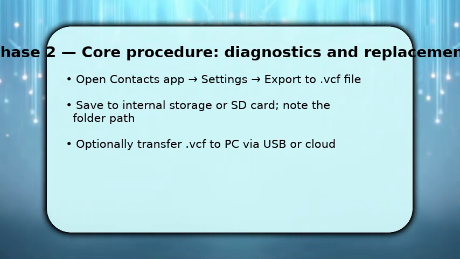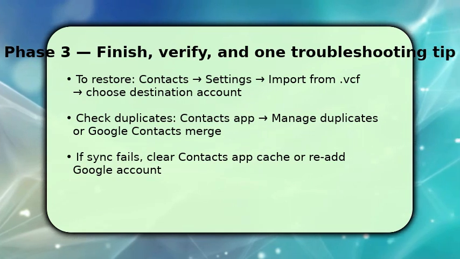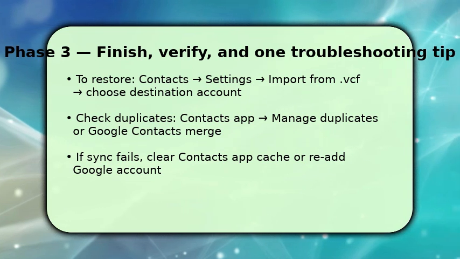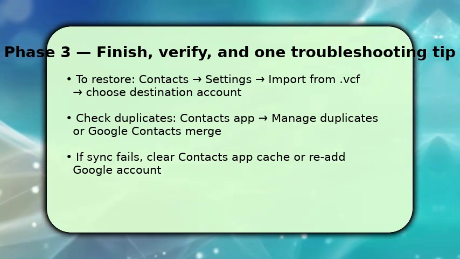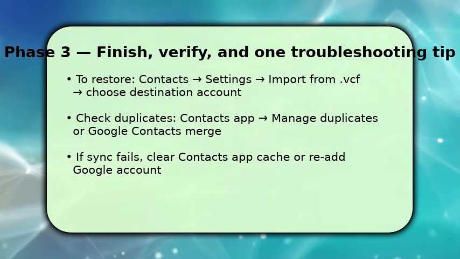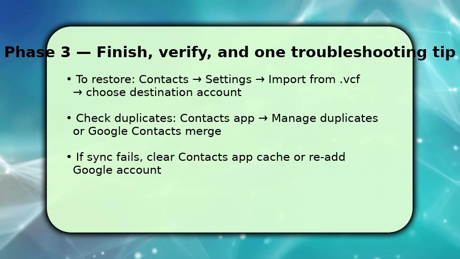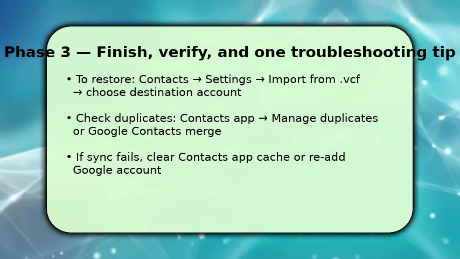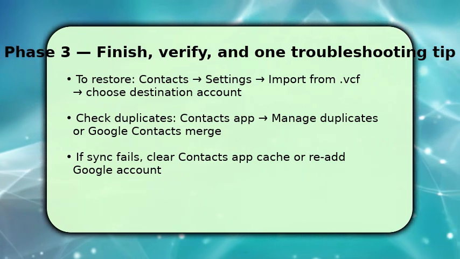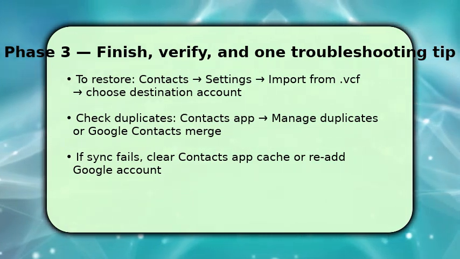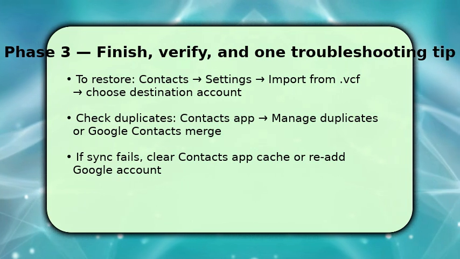To finish, test restoring from both cloud and the VCF file. In Contacts, choose Import, pick the VCF and select your Google account as destination so items sync back to the cloud. Once restored, use the app's Merge tool to remove duplicates. If something goes wrong, like sync errors or missing names, clear the Contacts app cache, force stop, then re-enable sync, or remove and re-add your Google account. This usually fixes permissions or token issues without data loss.